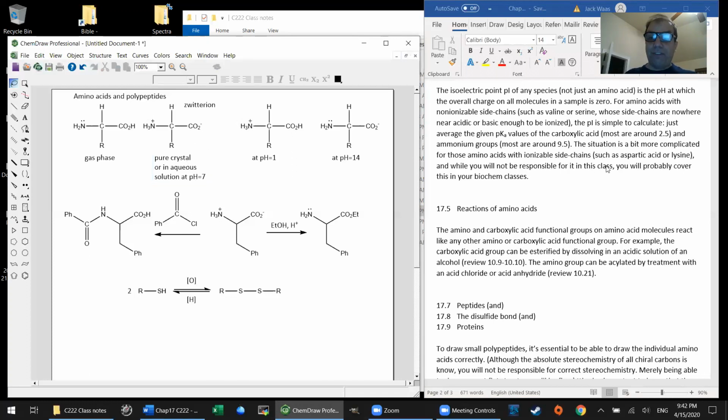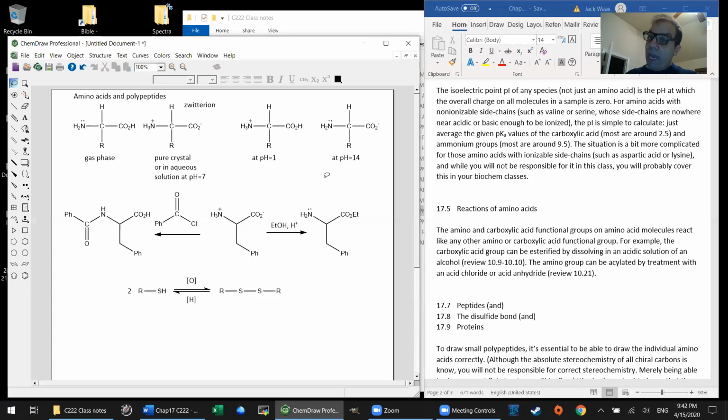And just so you're aware, since most of these carboxylic acid functional groups have pKa's around 2.5, and these ammonium ions are all around 9.5, well, we can average that in our head. 2.5 and 9.5 is 12. 12 divided by 2 is 6. So all of the isoelectric points of the amino acids where R is non-ionizable are going to be around 6, pretty close to 6.